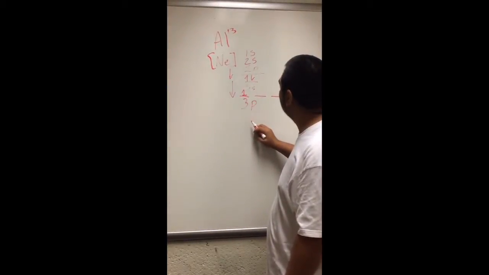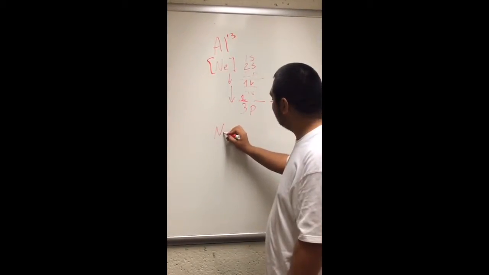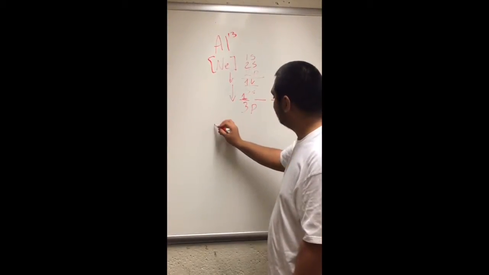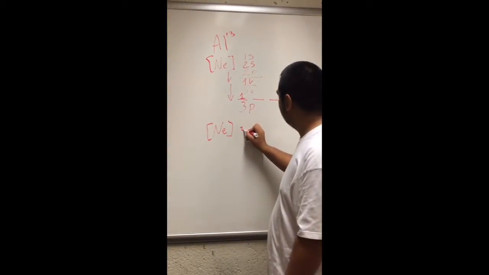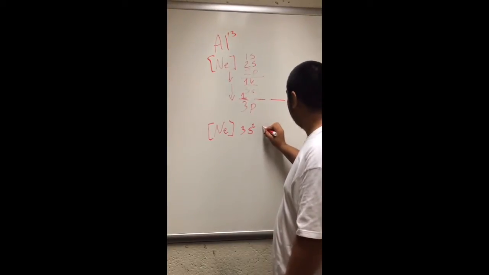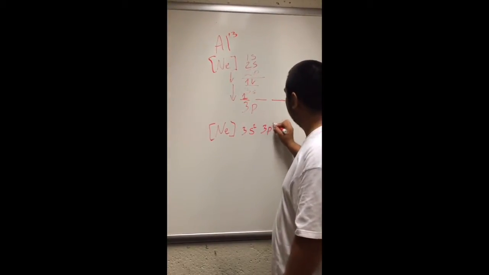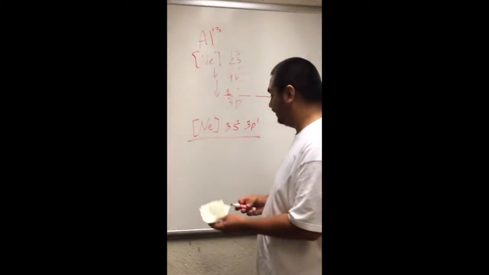Now my new address, which is shortened, will be my noble gas neon, 3s orbital 2, and 3p orbital 1. That's my new, shortened address.